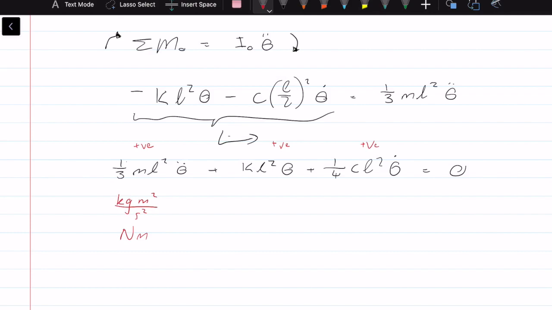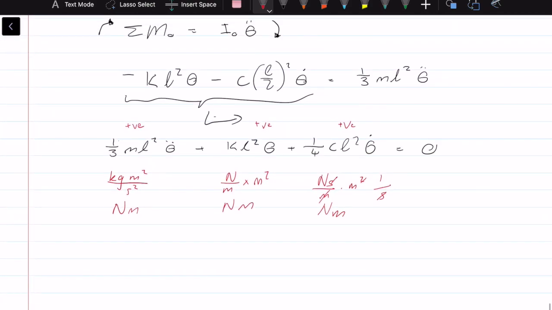Over here we have newtons per meter times meter squared, and we're left with our Newton meter. Here we've got Newton second per meter times meter squared and radians per second. Leaving out the radians because I don't care about them, we can cancel these, and we have Newton meters. So all our units are correct.